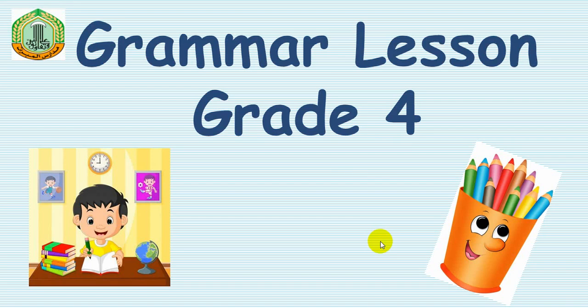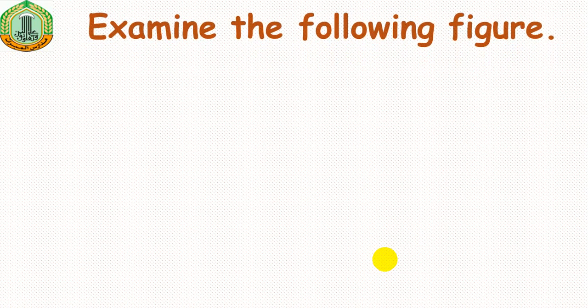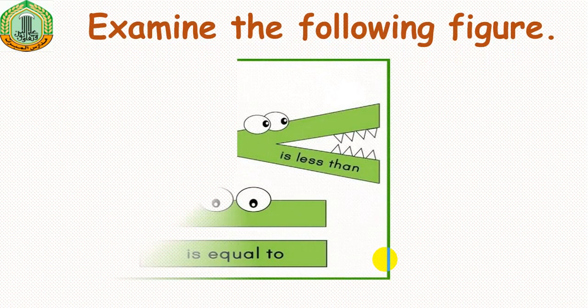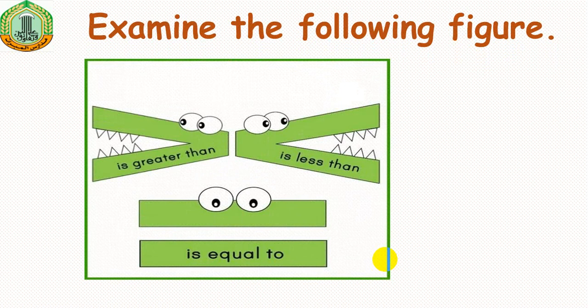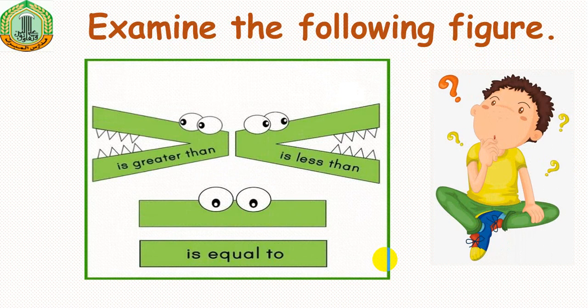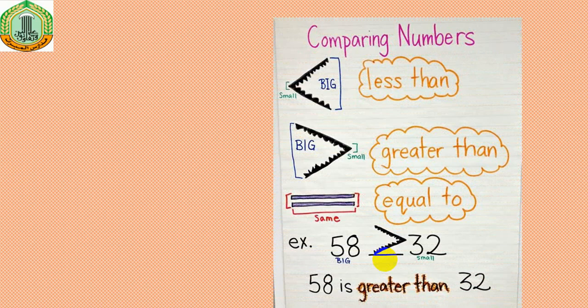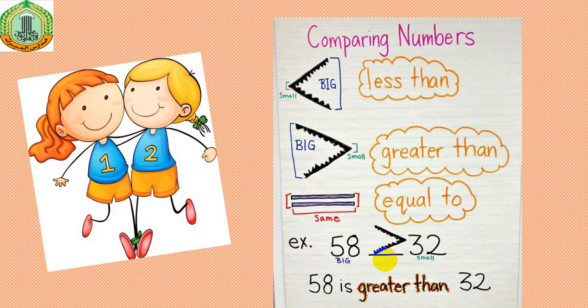We will continue a grammar lesson which we have already started before. Let's examine the following figure. What do these symbols remind you of? Yes, they are used for comparing numbers. Less than, greater than, equal to. For example, 58 is greater than 32. But what does this have to do with the grammar?